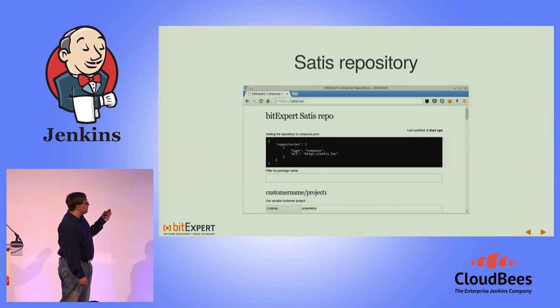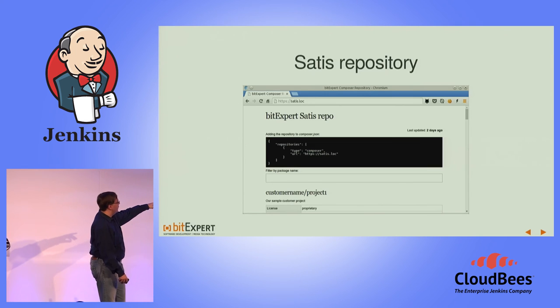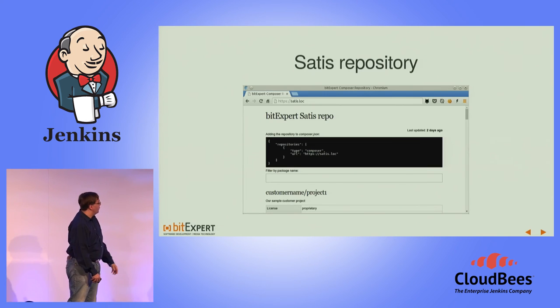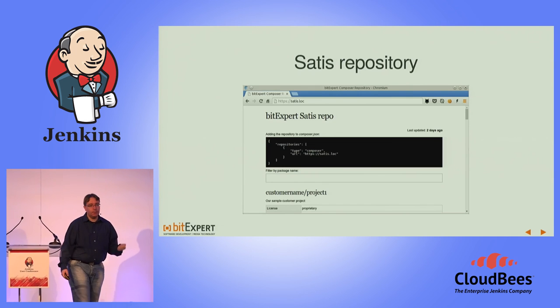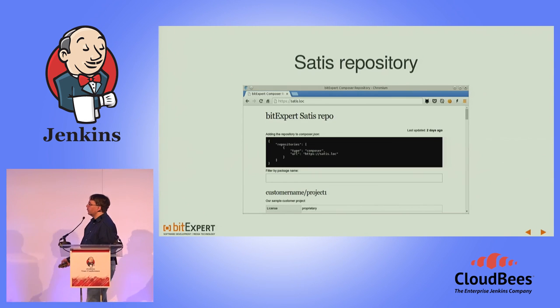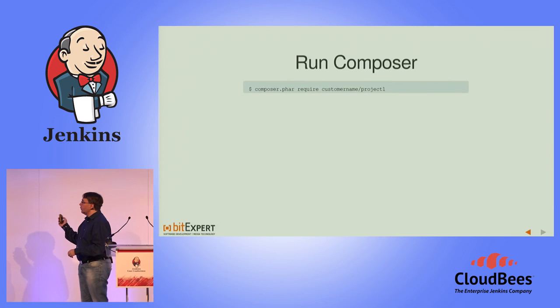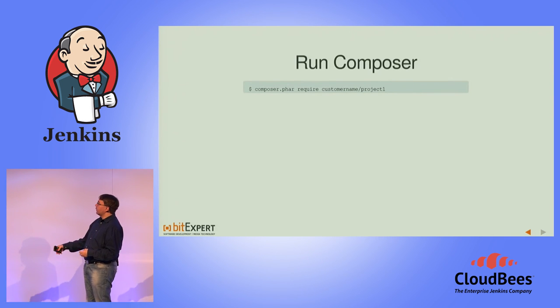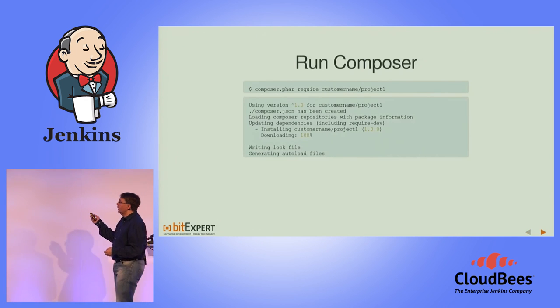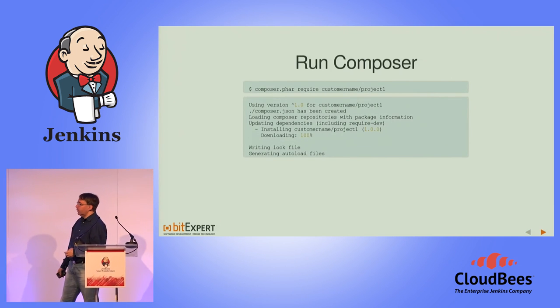So that's really cool. And all you need to do is copy that text on this black background into your composer.json file, and you're able to use the Satis instance and just grab the packages from there, which is quite easy. If you've done so, you can simply say composer require custom name project one, and it will download all that stuff, and you're good to go.